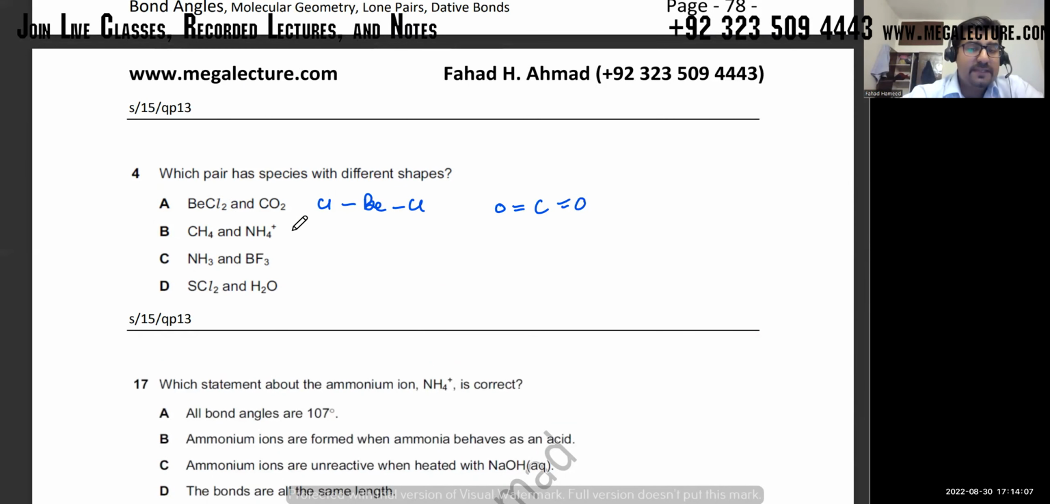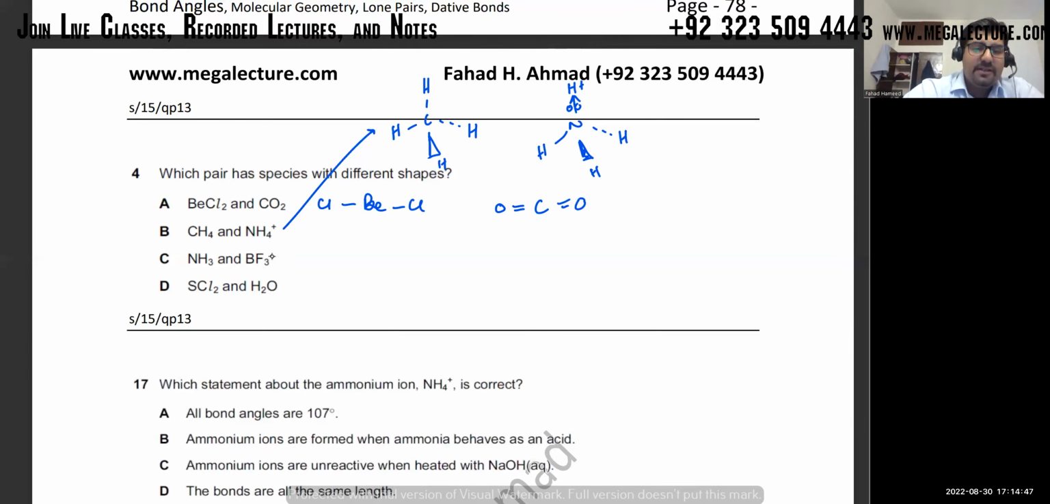CH4 and NH4 plus 1 have exactly the same shape as well. CH4 is tetrahedral. And so is NH4 plus 1. It's NH3 with the lone pair attracted to an H plus 1. We'll do this later, but it's actually 4 bonds. It doesn't have a lone pair. The lone pair gets used up in a bond. It actually reacts with the H plus 1. But we'll discuss dative bonding later. But it's 4 bonds, right? So it's 109.5. They have exactly the same shape.